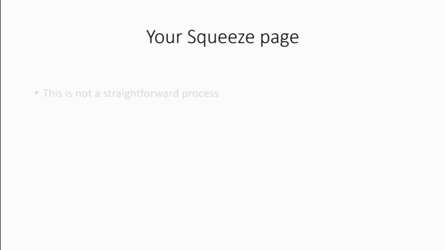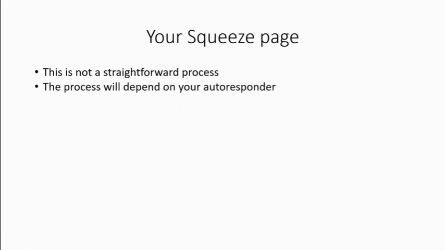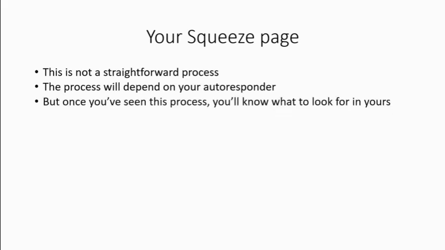Okay, so we're going to be working with your squeeze page tonight. And as I said, this is not a straightforward process. So this isn't something that you're going to be able to carry line by line directly into another system. Some of this is going to be peculiar to whatever it is that you have. If you have Aweber, this is going to look slightly different. If you have Constant Contact, or one of the other ones, it's going to look slightly different. But the good thing is that once you've seen this process, you'll know what to look for in your individual autoresponder. And obviously, if you have Get Response, you'll be able to do this right off the bat.